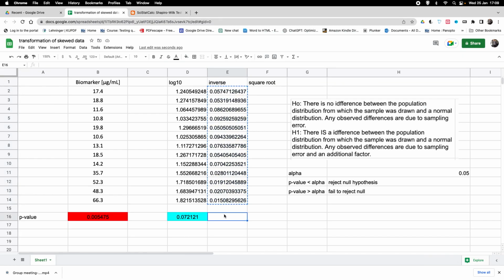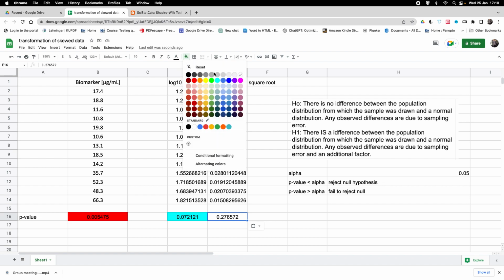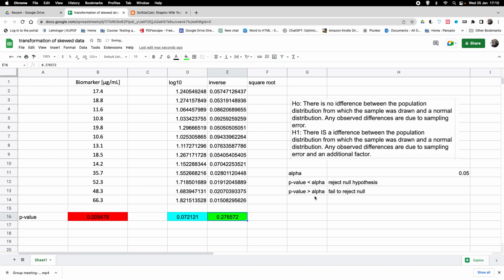Yes. We get a p-value of 0.27, and again this p-value is larger than 0.05. So again we would say that this distribution here of the inverse values actually forms a normally distributed population. There is one more that we can do.